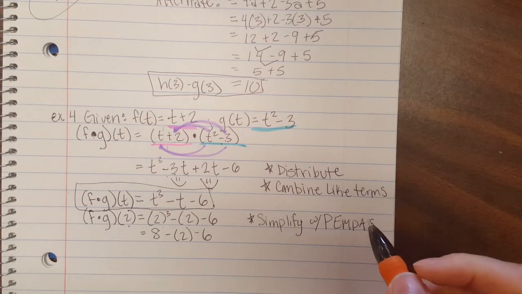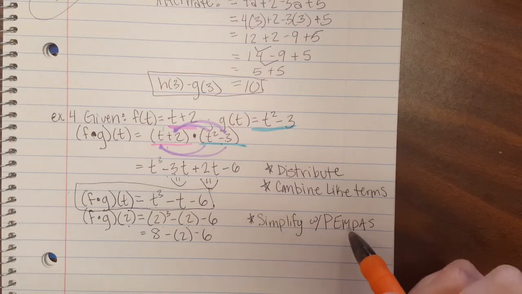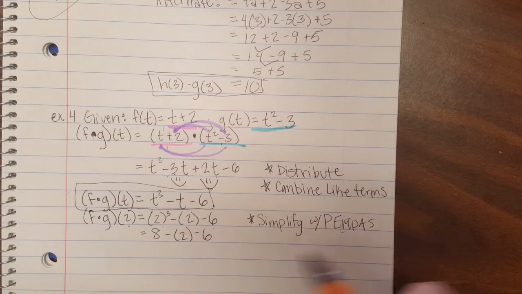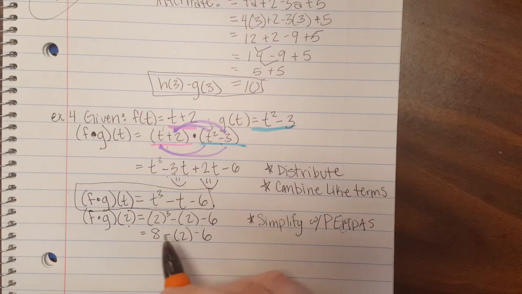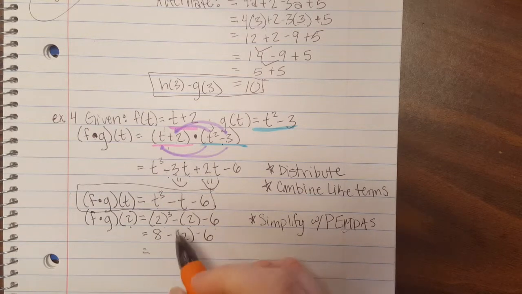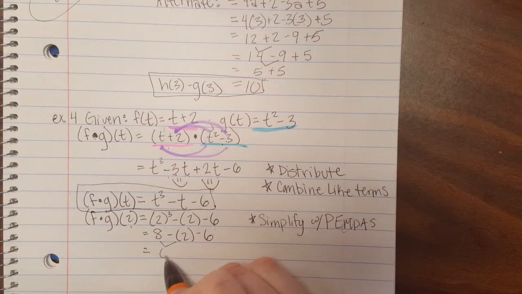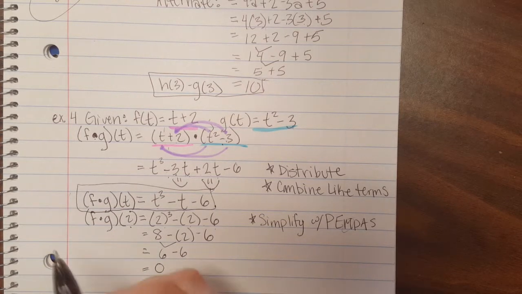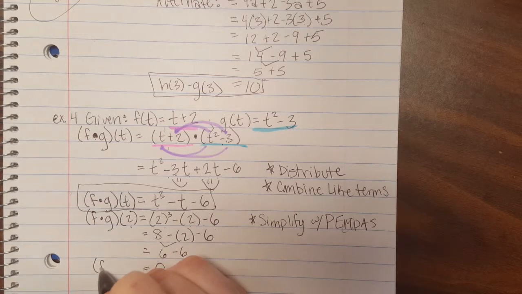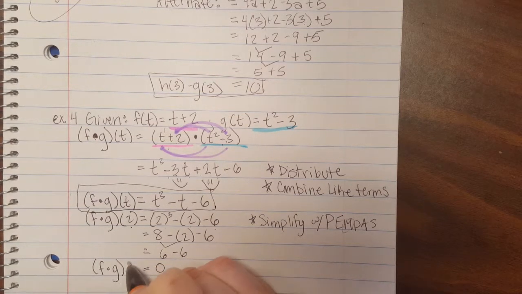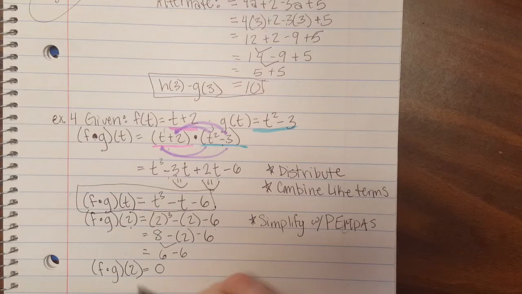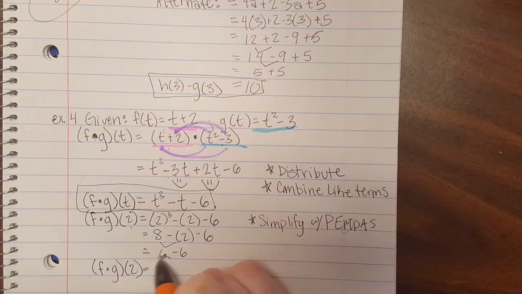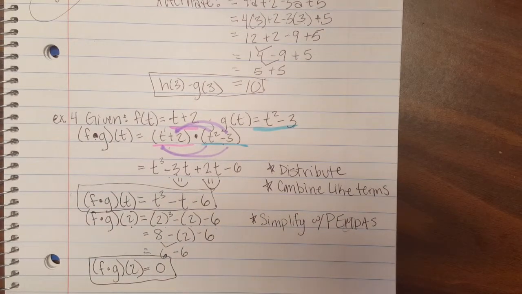We could say there's multiplication with the negative 1 here, but let's just treat it as subtraction. So subtraction needs to go left to right. 8 minus 2 is 6, minus 6 is 0. So f times g evaluated at 2, so it's not times 2, it's of 2, evaluated at 2 equals 0. Okay?